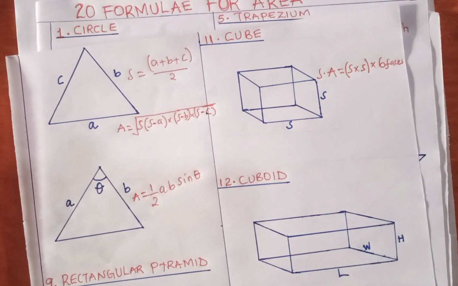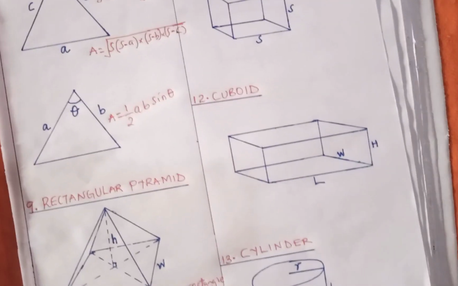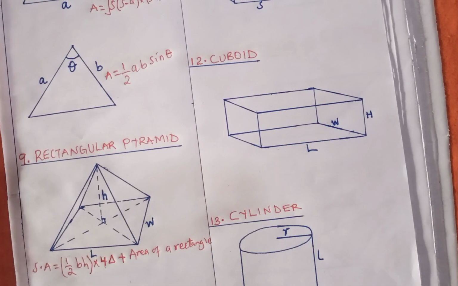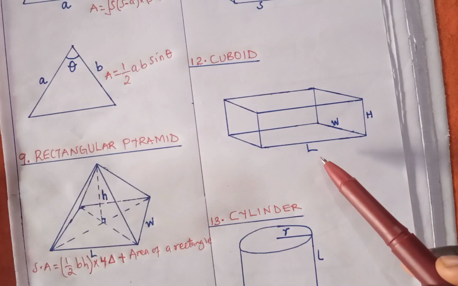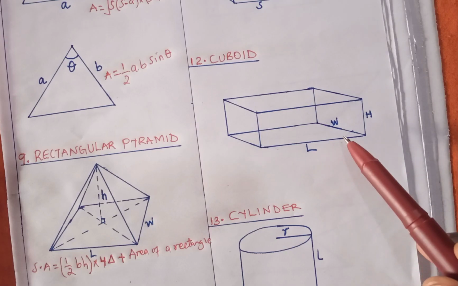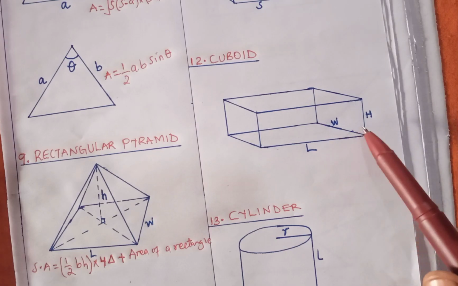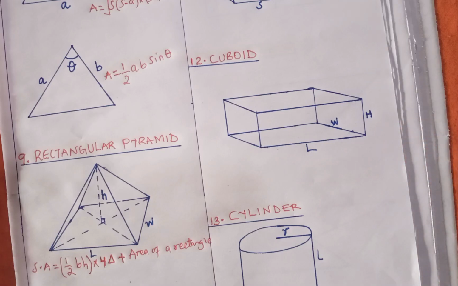What about a cuboid? The cuboid is here. The cuboid has a different measurement for the length, a different measurement for the width, and a different measurement for the height. So if that is the case, it simply means that we are going to count the number of faces and of course apply a different formula for that case. And this is the formula that we are going to use.